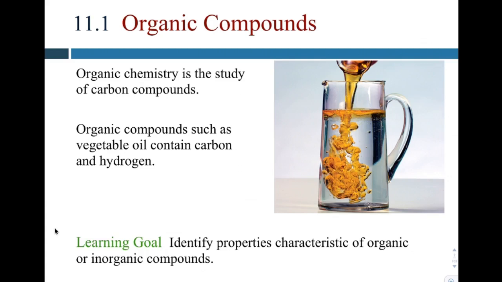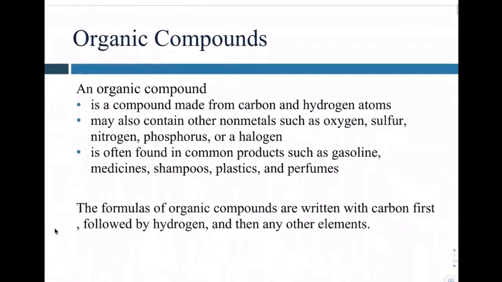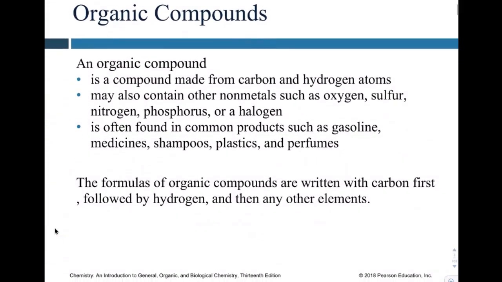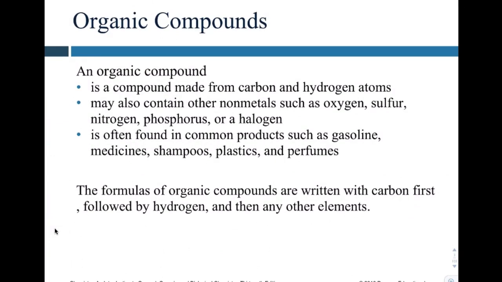So be very careful, because something like carbon dioxide may seem organic because we have a different definition of organic when it comes to produce and those kinds of things. But in organic chemistry, we only talk about carbon and hydrogen compounds. You can also contain other nonmetals like oxygen, sulfur, nitrogen, phosphorus, or a halogen. And then you will find organic chemicals in medicine, shampoos. I mean, anything where you've ever read the ingredients list and you think that's a really long name, it's probably an organic compound.